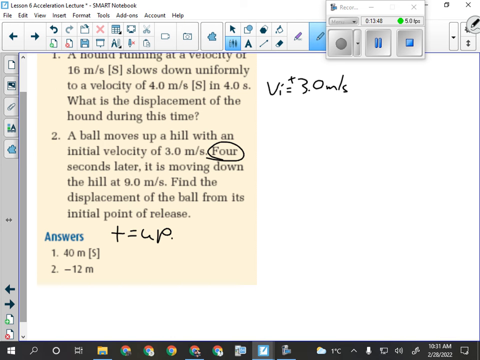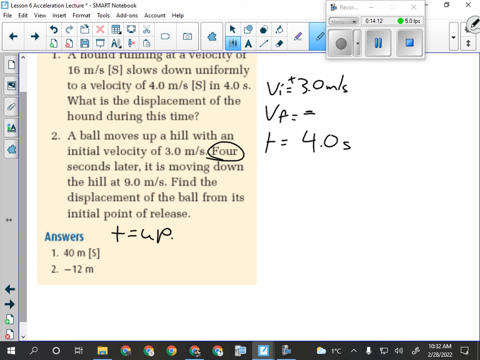If I count the number of people in this room, I'm absolutely certain that's how many people there are. There's no arms or legs on the floor. There's no 0.5 of a person in here. That's how many people there are. Counted numbers are 100% certain. If they write it like that, it's a counted number. Okay, so time is 4.